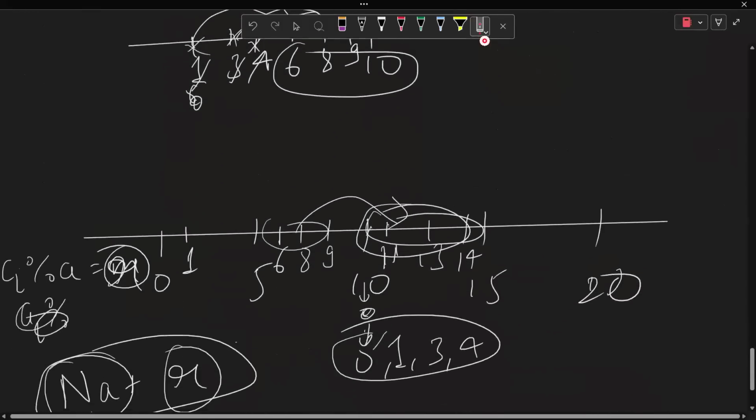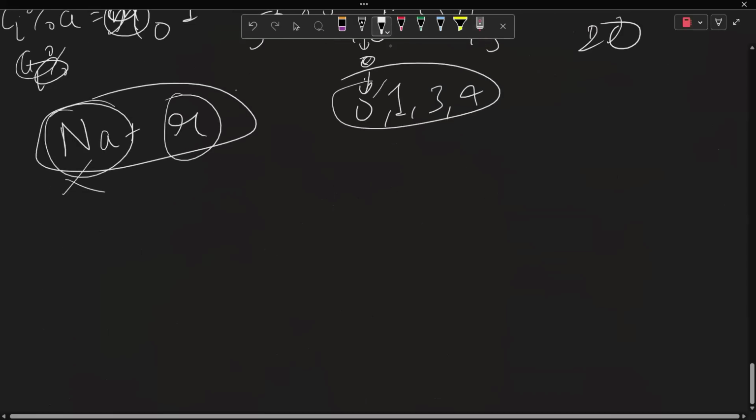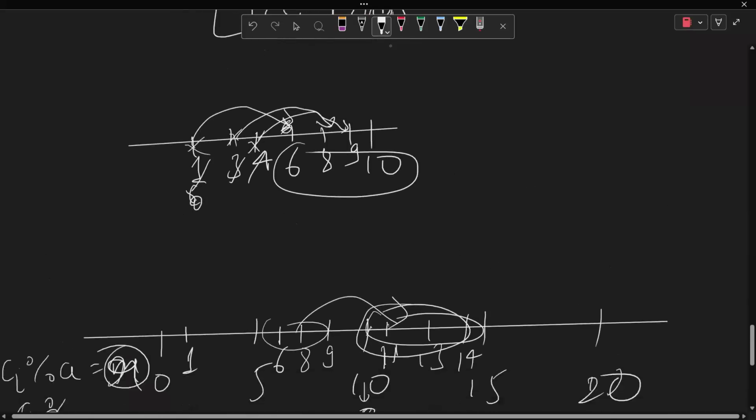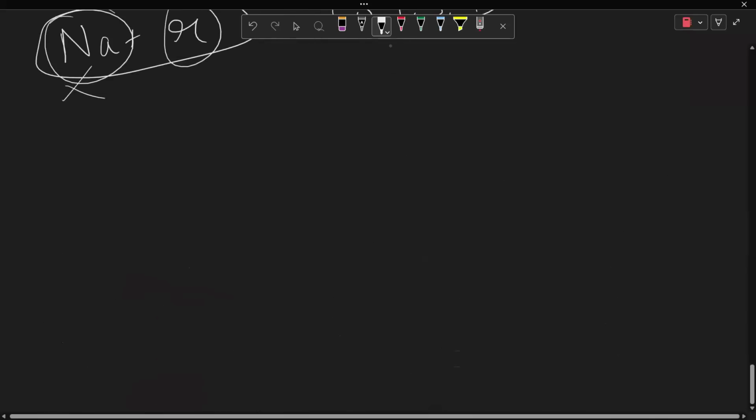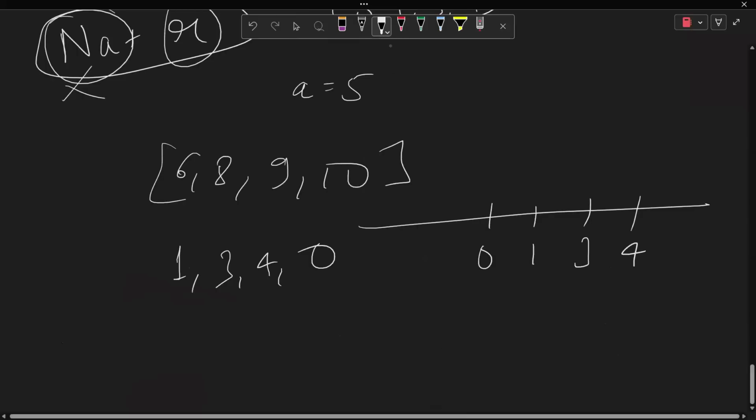So there again, you would have two options. I'll show you. If you had this 6, 8, 9, 10 as your initial array, and your A was 5, you took mod 5, it became 1, 3, 4, and this 10 became 0.